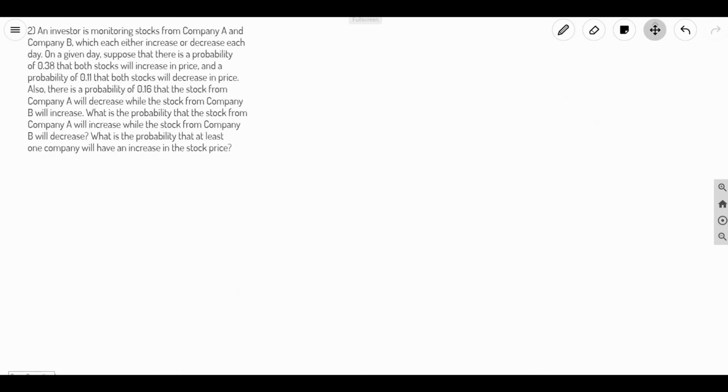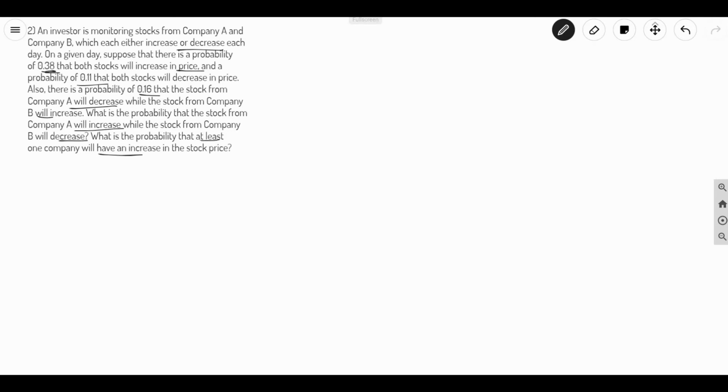Now the second problem we have today is this one, which is a very basic probability problem. Here we are given that an investor is monitoring stocks from a company A and company B, where each either increases or decreases with each day. On a given day, there is a probability of 0.38 both stocks will increase in price, and also probability of 0.11 that both stocks will decrease in price. Also there is a probability of 0.16 that the stock from company A will decrease and stock from company B will increase. All right, what is the probability that stock from company A will increase while the stock from company B will decrease? And the second part is, what is the probability that at least one company will have an increase in stock price? All right, so the problem is divided into two parts.